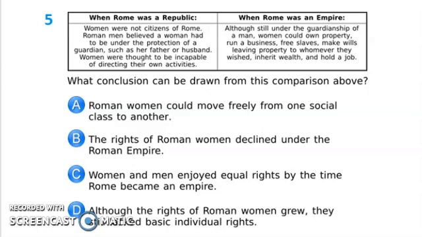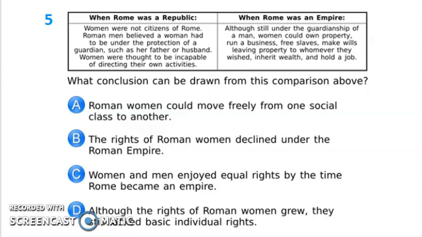Let's take a look at them together. A, Roman women could move freely from one social class to another. Now that's kind of an overarching assumption there, and that doesn't sound like anything that we talked about, right? Women had their place in society, they couldn't move around freely.